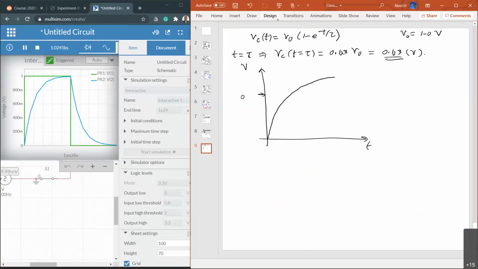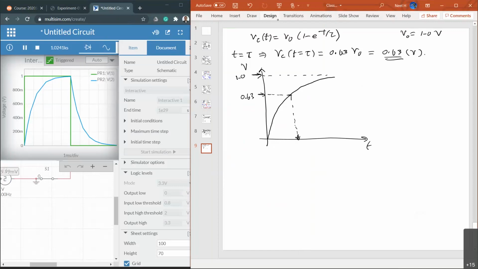0.63 because maximum possible voltage is 1 volt. That's why I apply 1 volt. You can apply any, right? Depending on that, you have to calculate 63 percentage. Now this is 1.0. I want to find the 0.63. Then you go horizontally, figure out where's the crossing point. Then you go downward, figure out what's the time constant.